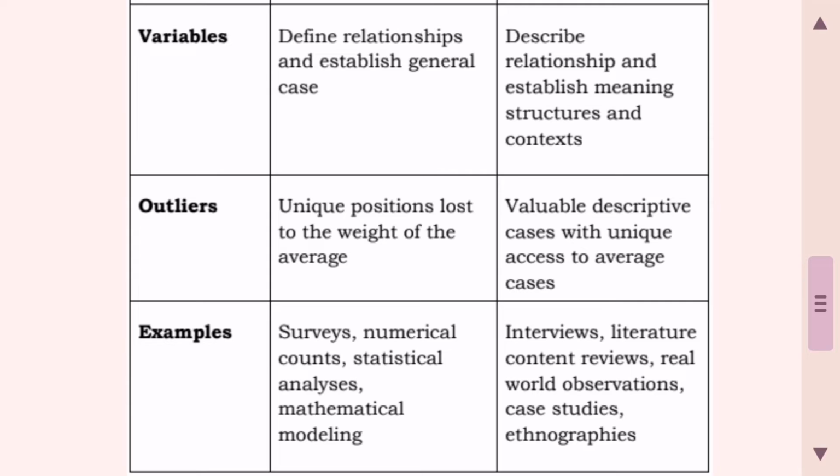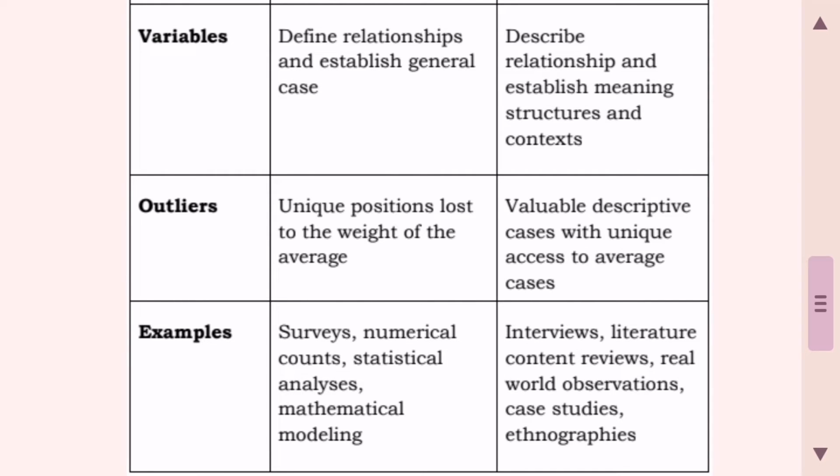For the outlier category, we have unique positions lost to the average for the quantitative. And for qualitative research, valuable descriptive cases with unique access to average cases. And the last category, we have examples. For quantitative, surveys, numerical counts, statistical analysis, mathematical modeling. And for qualitative, we have interviews, literature content reviews, real-world observations, case studies, and ethnographies.